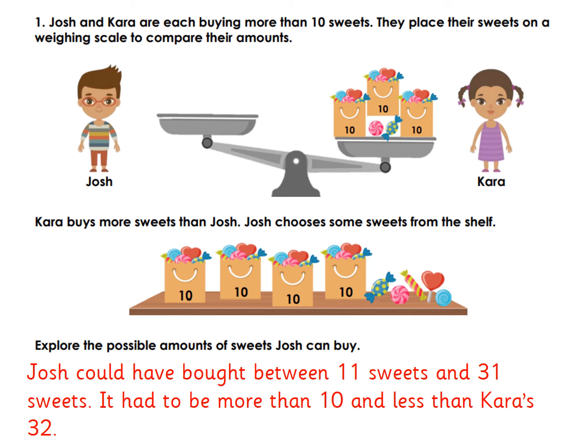Okay, Josh could have bought any amount of sweets between 11 and 31 because 11 is more than 10 and 31 is less than Cara's 32 sweets. So he could have bought any amount in between there. It just had to be more than 10 and less than 32. Could have been 26, 29, 19. Any of those answers would have been correct.